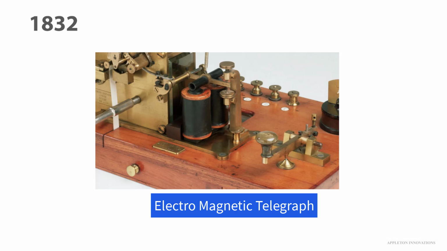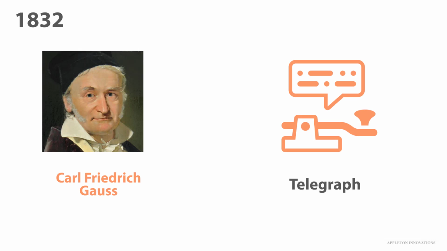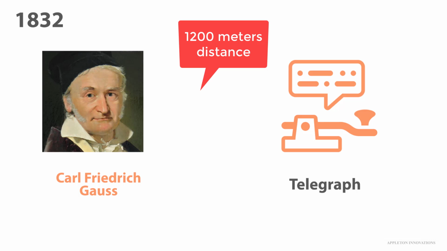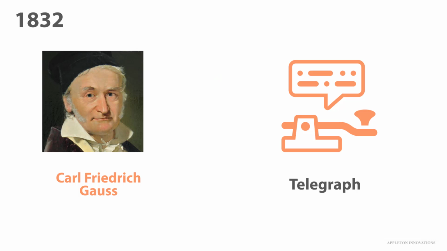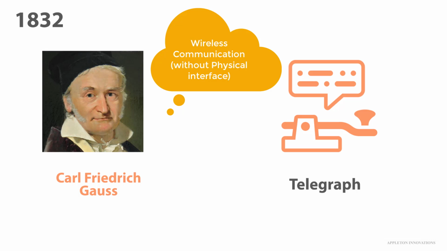The year 1832. Yes, that far back. The electromagnetic telegraph was created in Russia. And a year later in Germany, Carl Friedrich Gauss and Wilhelm Weber invented their own code and used it to communicate over a distance of 1200 meters. That may not seem too impressive today, but in this time, it was nothing short of magic to convey information wirelessly or without a physical interface.